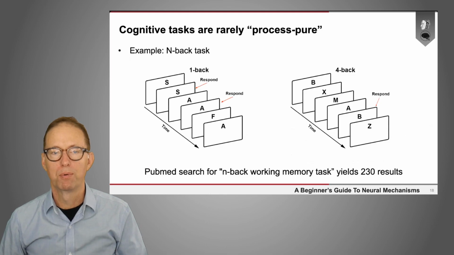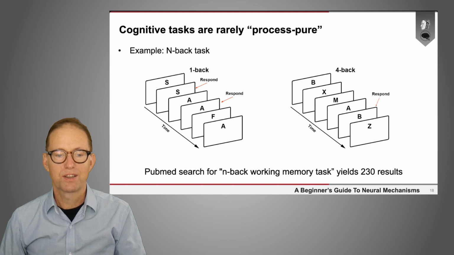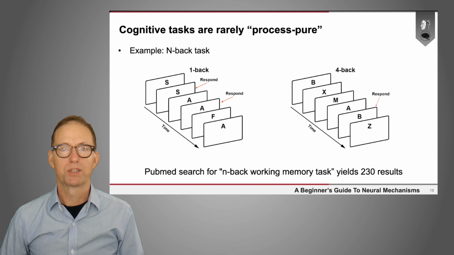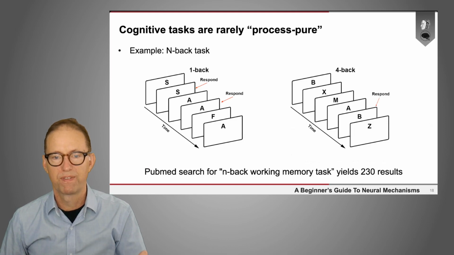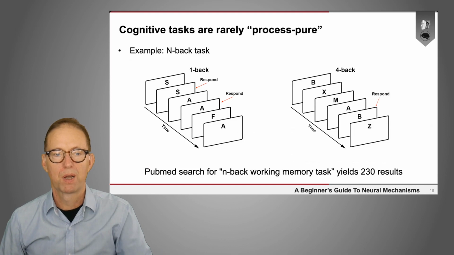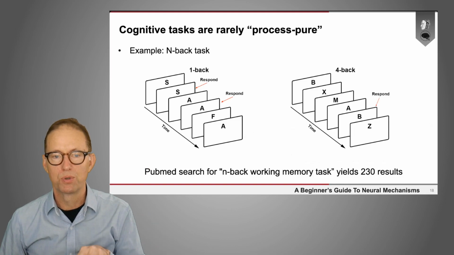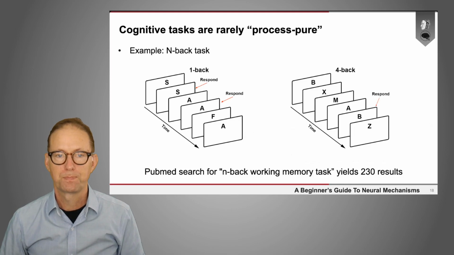So let's look at an example that shows us that cognitive tasks are rarely pure measures of any particular psychological process. As an example, let's use what's called an n-back task. This is a task that's thought to reflect working memory. If you do a PubMed search for, in quotes, n-back working memory task, that means people are using exactly that phrase, you can find 230 papers that use that phrase.